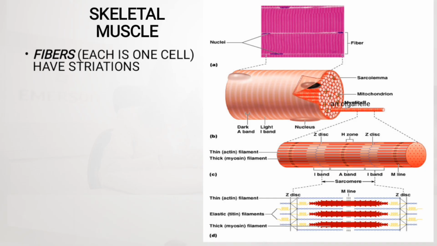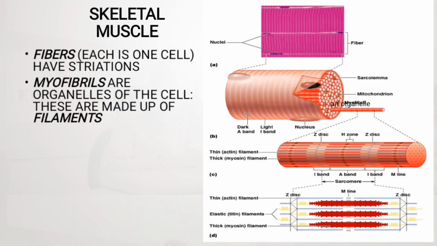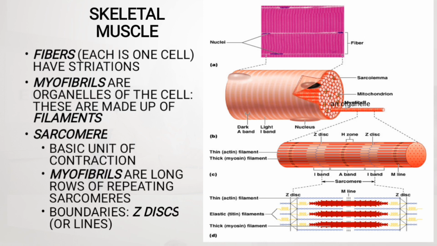Going forward, the skeletal muscle fibers are each one cell and have striations, of course. That is one of the features they have. The myofibrils are organelles of the cell, made up of filaments. Then the sarcomere is the basic unit of contraction. The myofibrils are long rows of repeating sarcomeres. The boundaries which they have are known as Z-discs or lines. That's a demonstration of a filament.